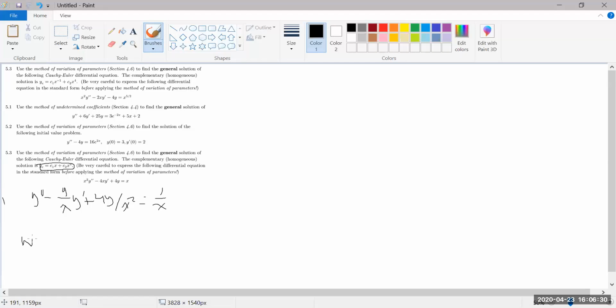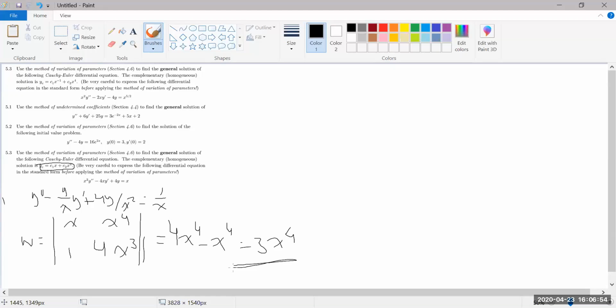Okay, so we can go ahead and take our Wronskian. So we have x and then x to the fourth. First derivative is going to give you 1, and then 4x to the 3 power. Okay, so that equals 4x to the fourth minus x to the fourth, or 3x to the fourth. Okay, so that's your Wronskian value.